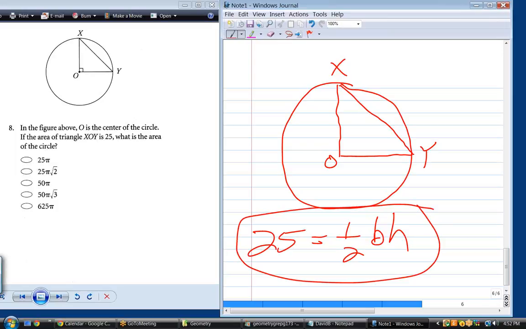Would it just be either the base or the height? It would just be the base or the height. All radiuses are equal in the same circle. So OY is equal to OX, right? OY is the radius of the circle, but so is OX. So in place of B and H, I can stick an R. That's the base of that triangle. That's the height of that triangle.